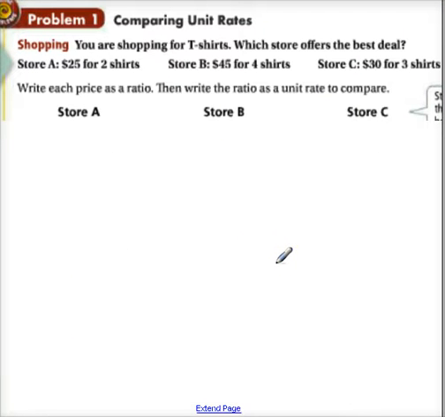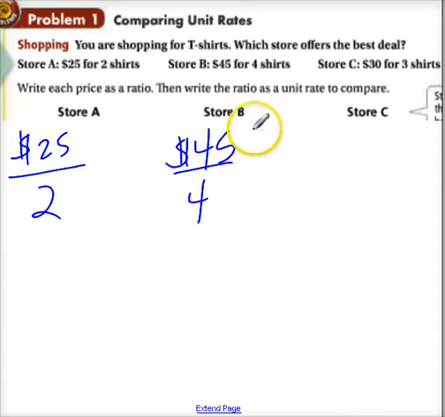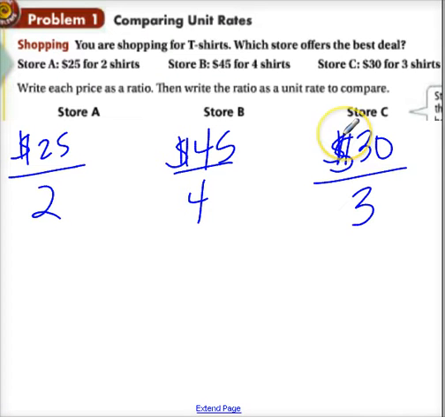Let's practice making rates into unit rates and then comparing them. We can't really compare these three different stores that all sell t-shirts until we know the unit rate or the unit price of one shirt. So store A sells 2 shirts for $25. So I'm going to write $25 to 2. Store B has 4 shirts for $45. Notice I'm setting them up the same way. Money on top, number of shirts on bottom. Store C has 3 shirts for $30. Sorry, that's a dollar sign.